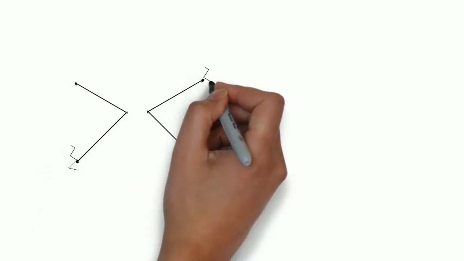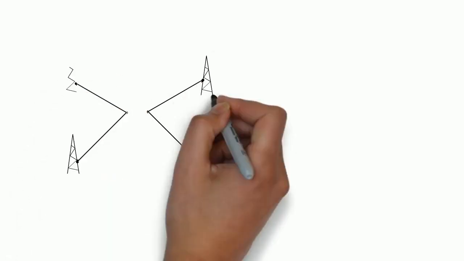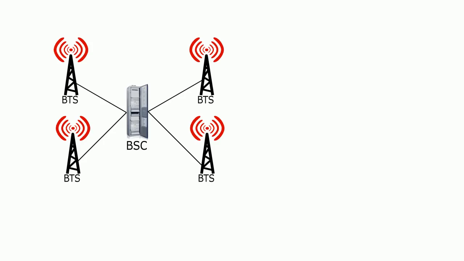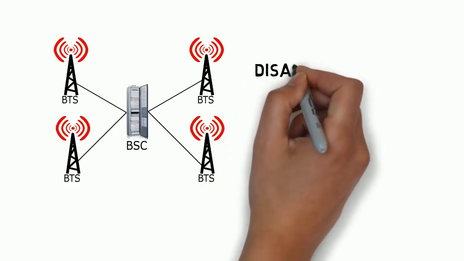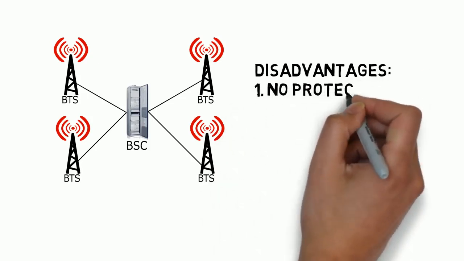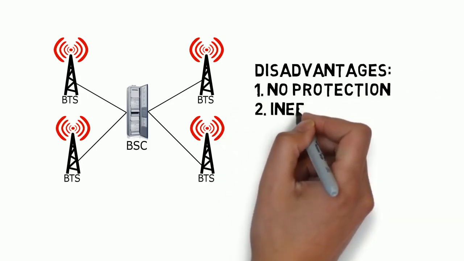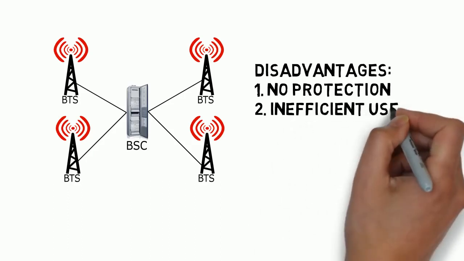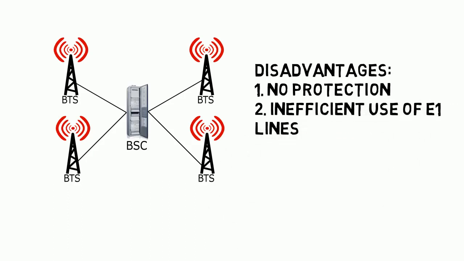Now when we come to the star configuration, as evident from the diagram, one BSC is connected with one BTS. One obvious disadvantage of this is that if there is a breakdown of the link between a BSC and the BTS, the BTS can no longer connect with the network, and resultingly the subscribers of that BTS cannot connect to the network, and other users as well cannot connect to them.